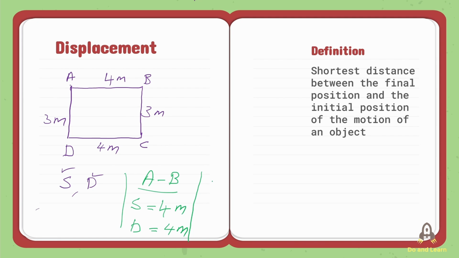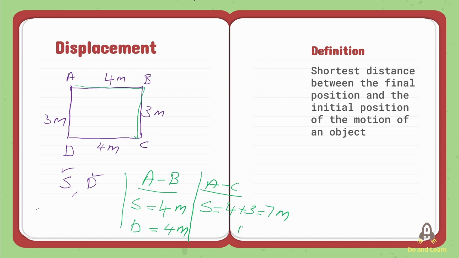Next, consider the person is continuing his motion, moving from A to B and then B to C. At this moment, he has reached the point C, traveling from A to C. Let us calculate the distance and displacement. Distance is the total distance covered, the path length. So that is equal to 4 plus 3, how much? 7 meter.